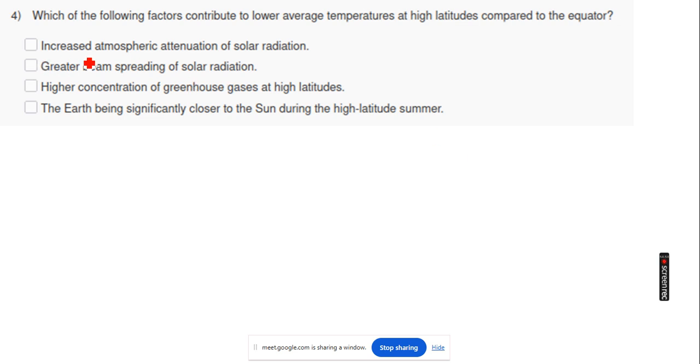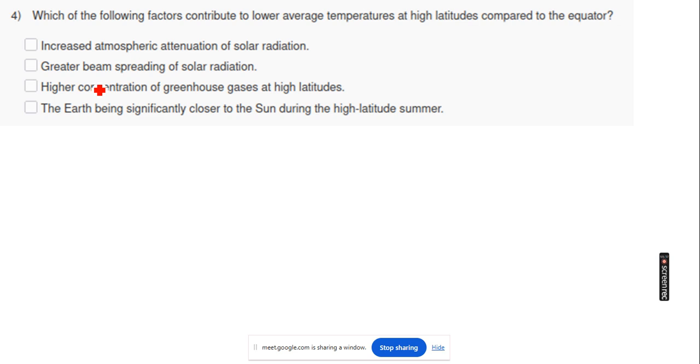So the first one is increased atmospheric attenuation of solar radiation. Second one is greater beam spreading of solar radiation. Third one is higher concentration of greenhouse gases at high latitudes. The Earth being significantly closer to the Sun during high latitude summer. Which will be the two reasons because of which we are actually having lower average temperatures?